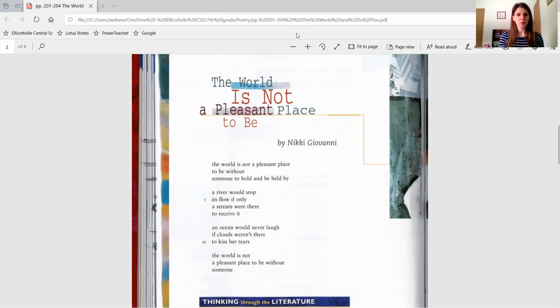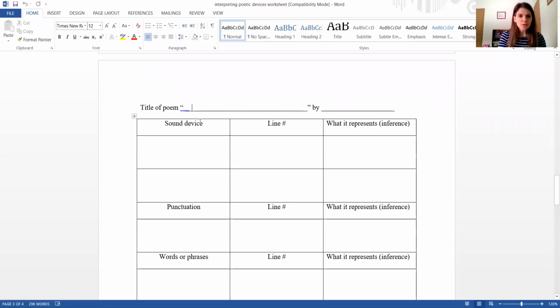So we're going to go back to our worksheet and put that information in there. "The world is not a pleasant place to be" stays in the quotation marks because poems go into quotation marks. And then our author is Nikki Giovanni.